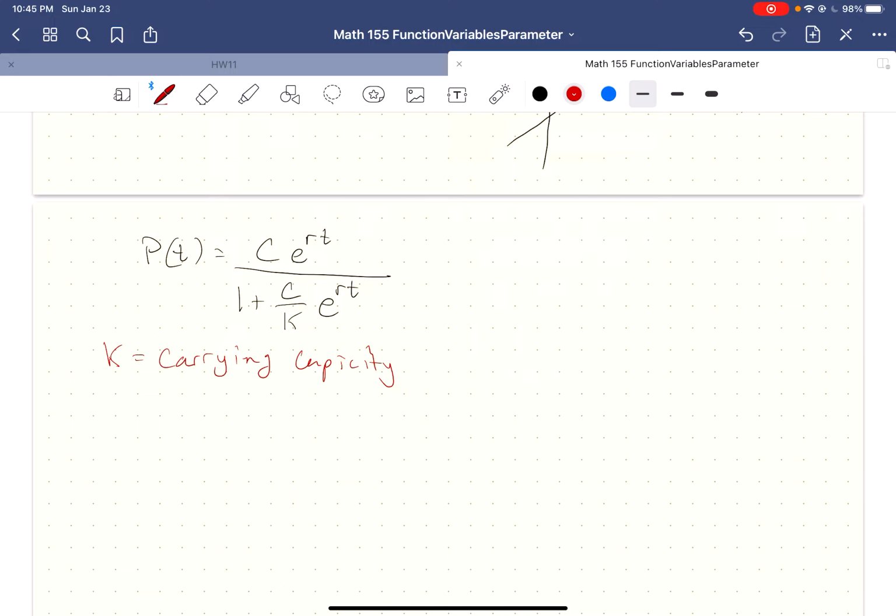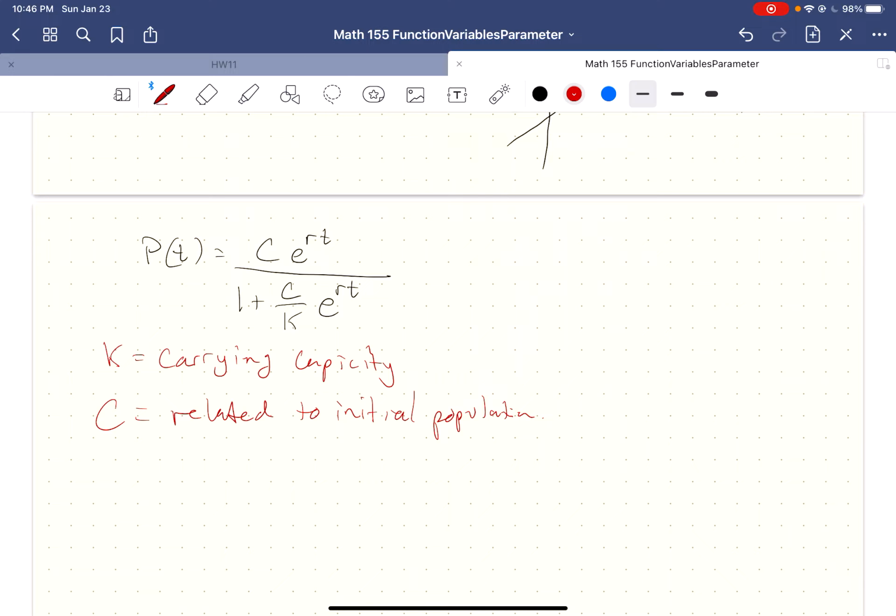So how many of this species can be supported in this environment? Maybe we can only support 10 billion humans on Earth, in which case K would be 10 billion, right? Something like that. All right, C, you can kind of think of this as the initial population. That's not quite true, but it's related to initial population. So like if this was bacteria and I originally just had a very small amount of bacteria, like 2, then C would be something kind of close to 2.